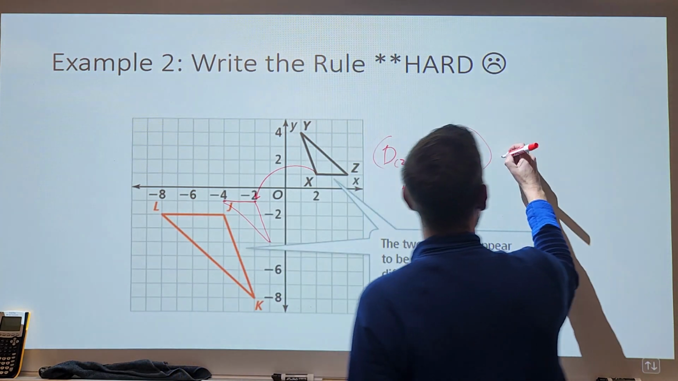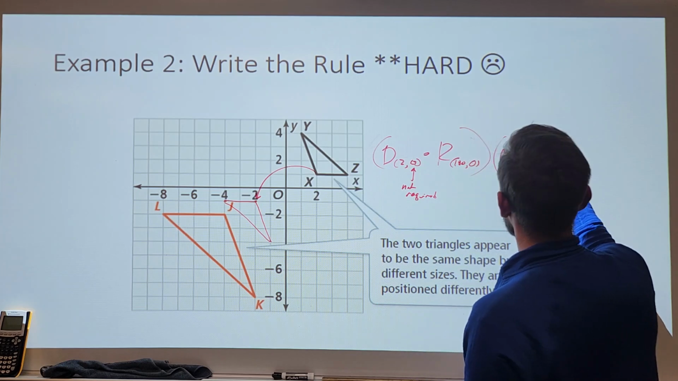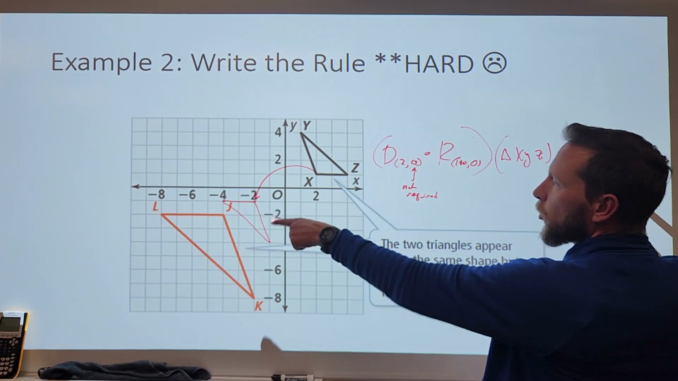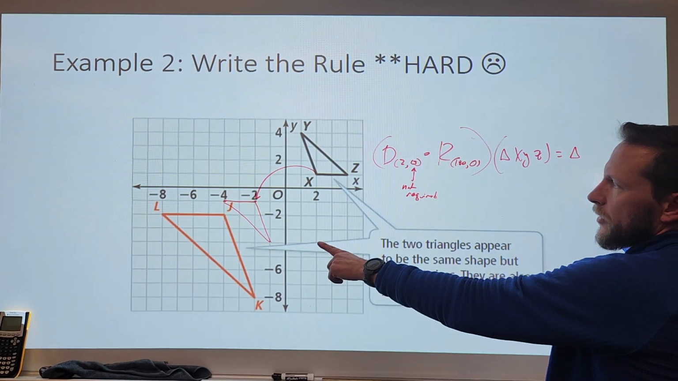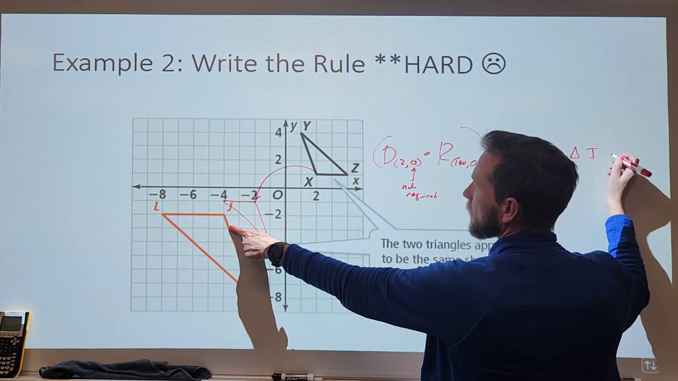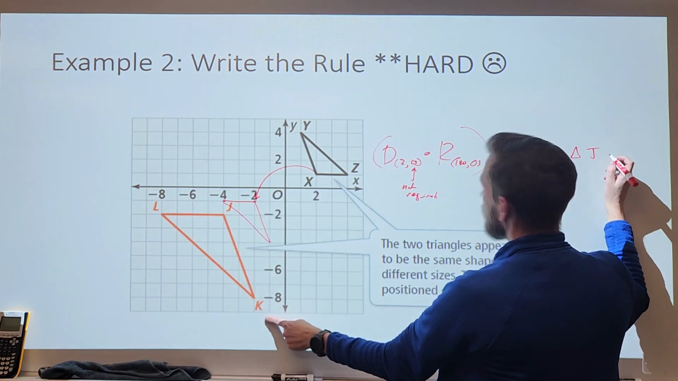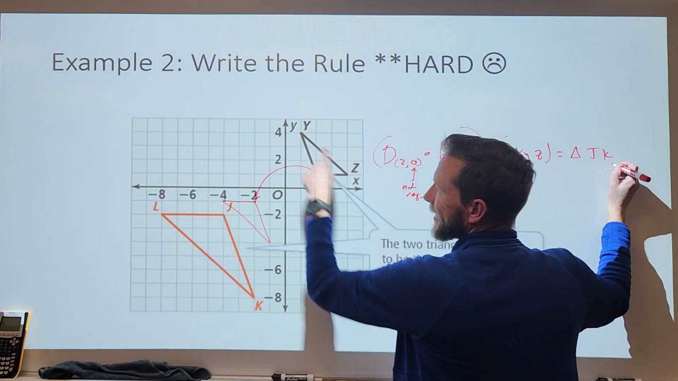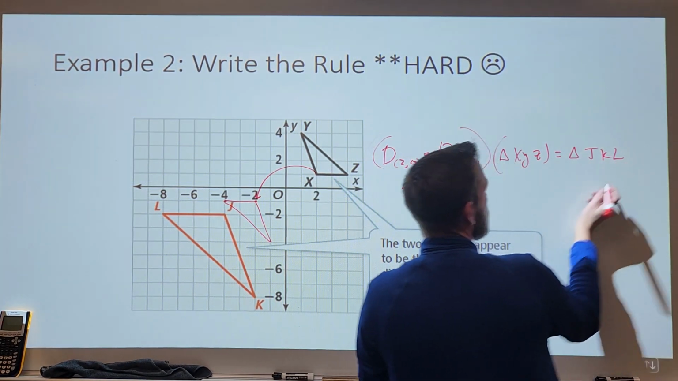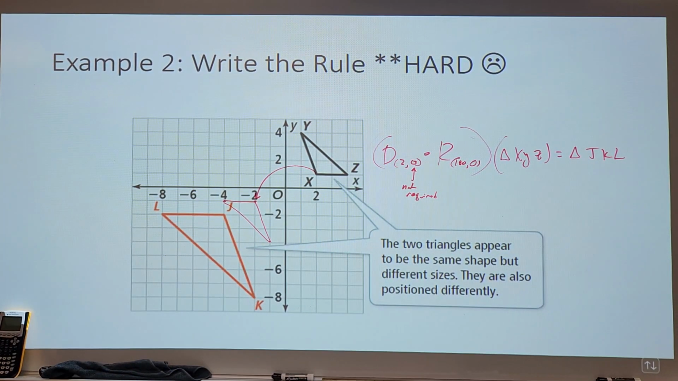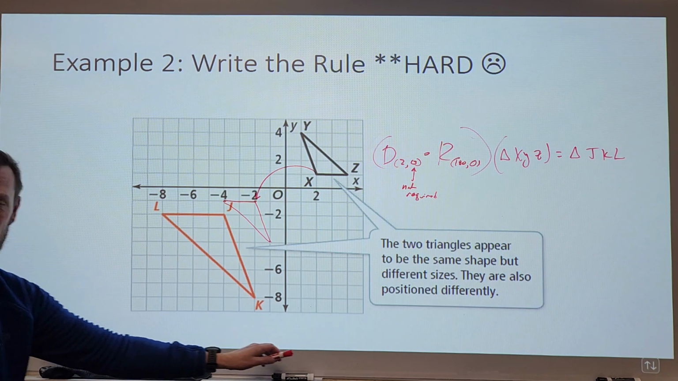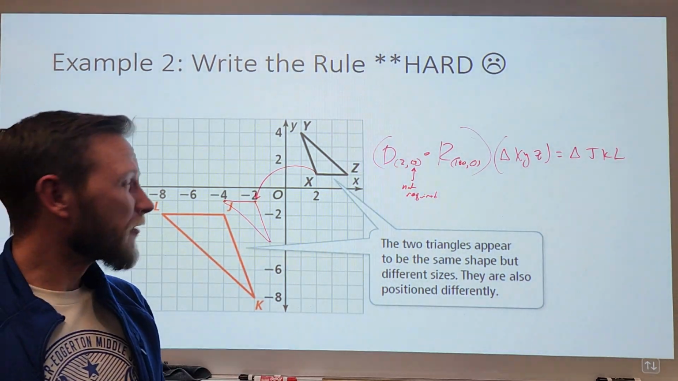And we're going to do that of triangle XYZ. But then what order do I write these letters in? All right, X goes to J, all right, Y goes to K, and then Z is going all the way over to L. Okay, so that is how I would write that rule. Folks, that is tough. I don't have a good recipe for making that any easier.